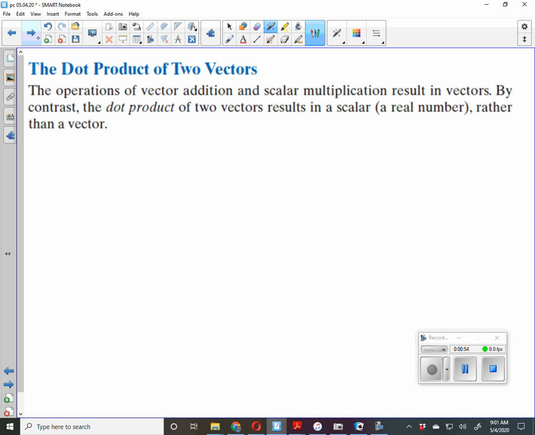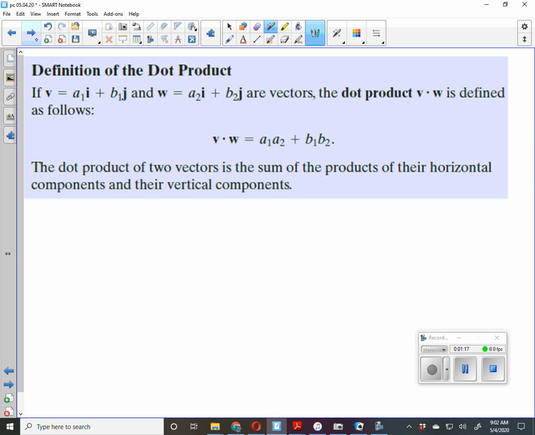All right, the dot product of two vectors. Vector addition and scalar multiplication result in vectors. By contrast, the dot product of two vectors results in a scalar, just some real number, not a vector. And this is simply found: V times W is multiplying the first terms of both vectors and adding the product of the second terms of both vectors. More formulas, I know.